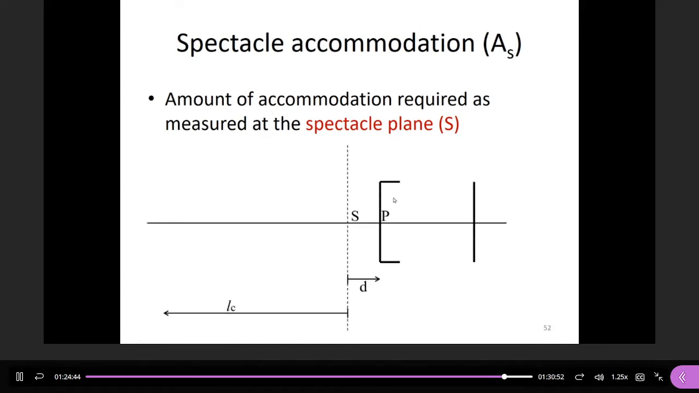Let me give you one example here. This is a spectacle plane S at a distance d in front of the eye. This is the principal plane of the eye. This is the object distance L_C from the eye. If you use the spectacle accommodation, A_S will be equal to L_C' minus L_C, just like the other example. But remember, depending on the question asked, you have to determine whether the distance is from the spectacle lens or from the eye.